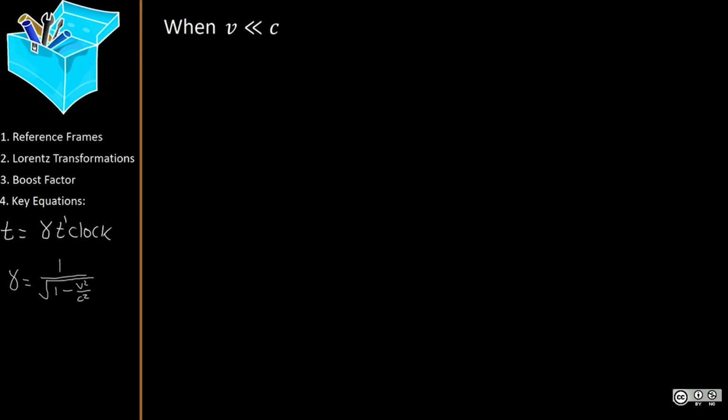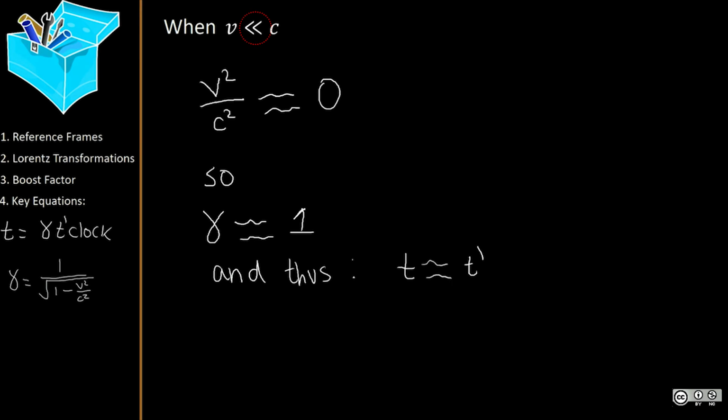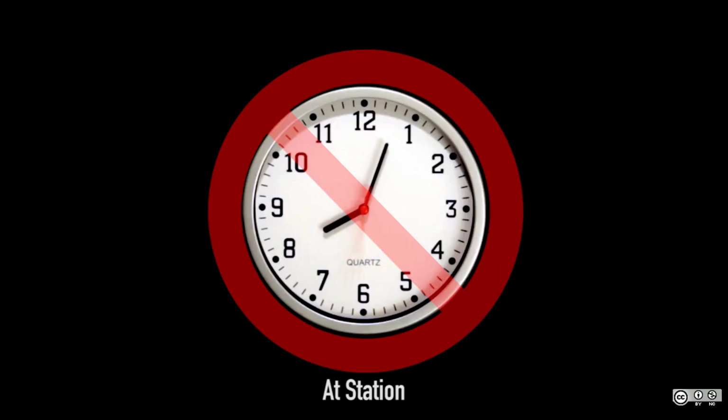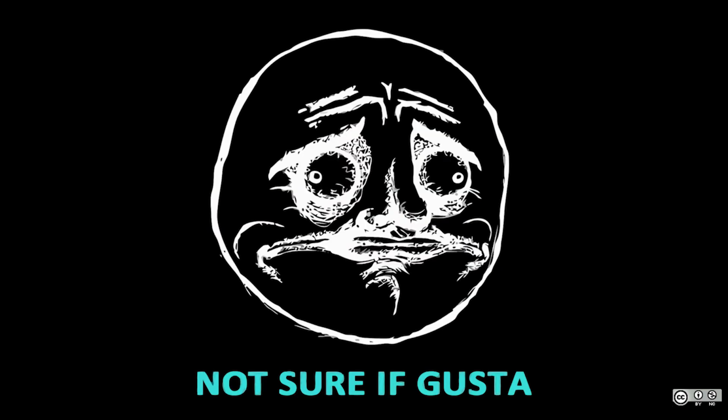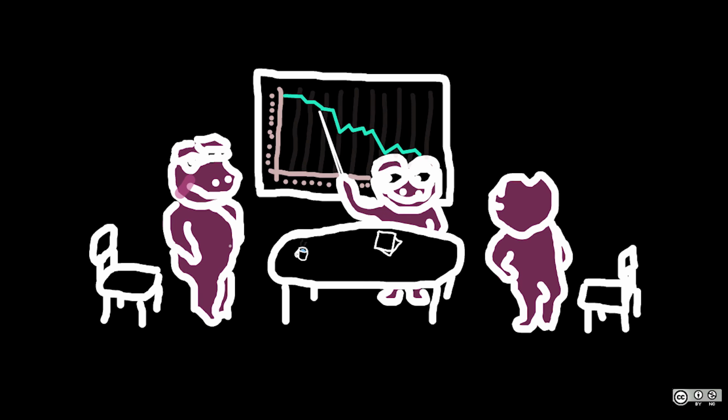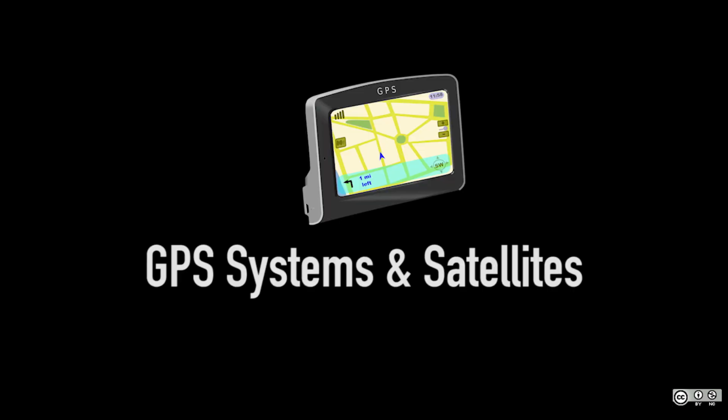If the relative velocity is small compared to the speed of light, the v over c squared element will be tiny, and in turn gamma will be approximately equal to 1, making the effect of time dilation very slight and therefore unnoticeable. As this is not observed in our day-to-day lives due to the speed of a train being insignificant compared to the speed of light, you may think, I can't notice any of this, so it can't be that important, right? Wrong. Let's take GPS as an example.